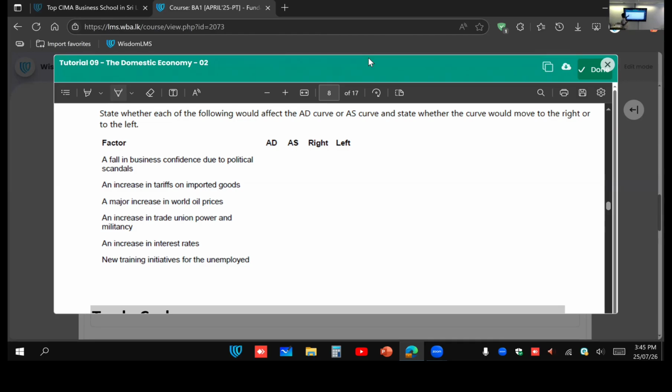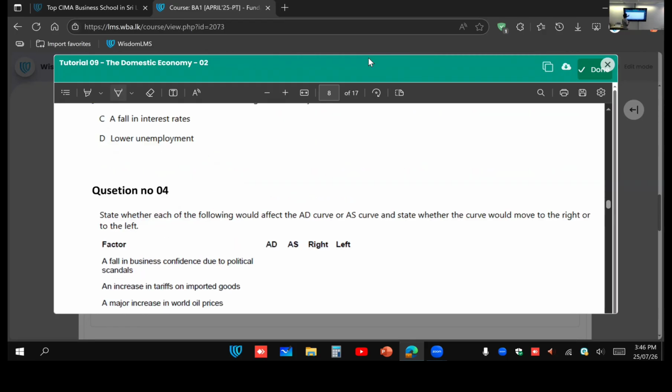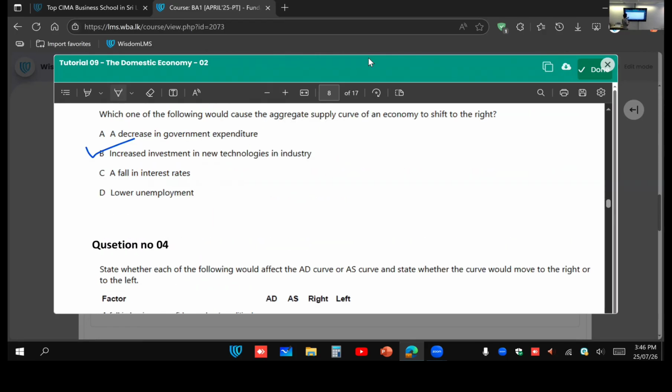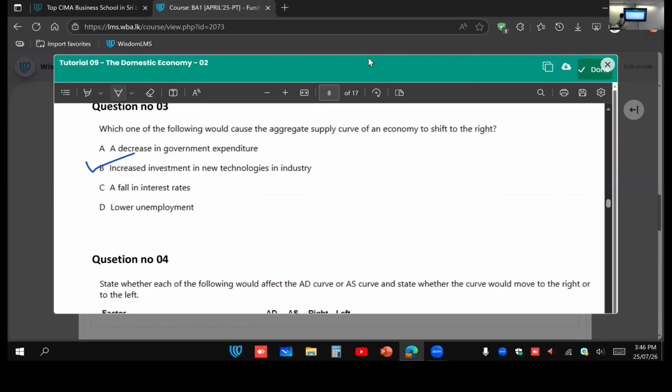Question number 4, you do it. In that A is directly affecting the aggregate demand, right? B correct, that's the answer. C, fall in interest rates basically affects aggregate demand. Here, lower unemployment, they say. Lower unemployment, I can say it's a direct consequence of that. It's not the root cause.